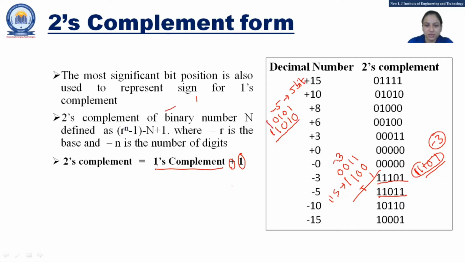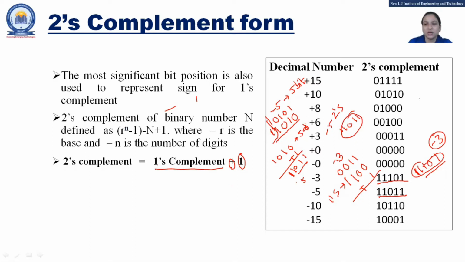Now, apart from this sign bit, we are having 1010 for the 5-digit representation using the 1's complement. Now we'll add 1. So 1101, right? And we have to add 1 extra bit. So it becomes 11011, that is minus 5 using 2's complement.